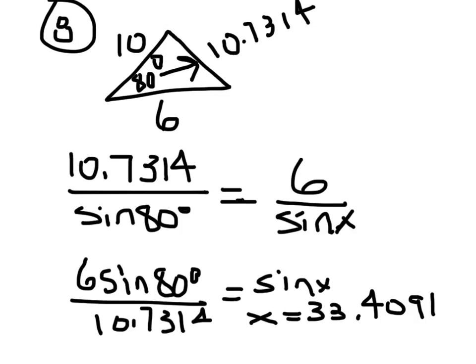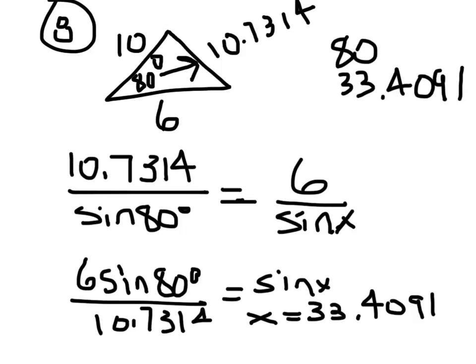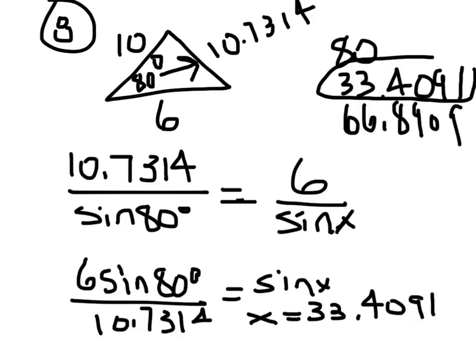I'll end up with x is equal to 33.4091 degrees. That means our three angles are 80, 33.4091, and if we add those up and subtract from 180, the result would be 66.8909 degrees. That means the smallest angle is 33.4091 degrees.